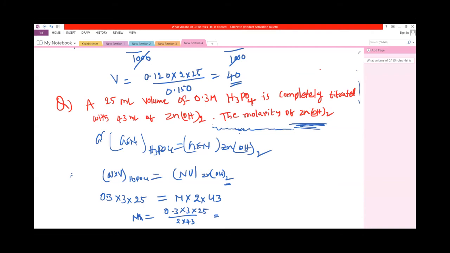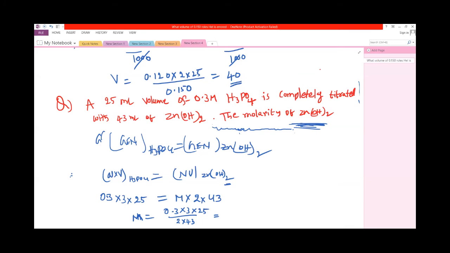It is M1 V1 only, but you should not take M1 V1 here. You have to take N1 V1 equal to N2 V2. That's one. The answer is 0.26, 0.262 or 0.261, whatever. Both volumes are in ml, so the ml will be cancelled. I already explained this in a previous question. Both are ml, so it doesn't matter; they cancel each other.